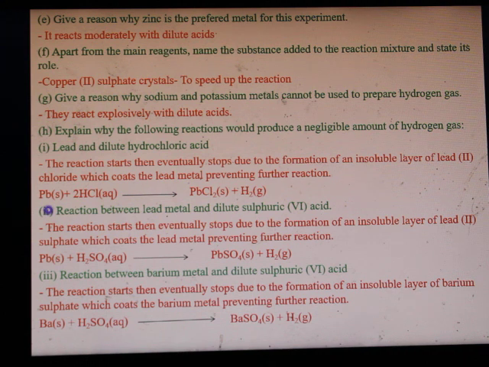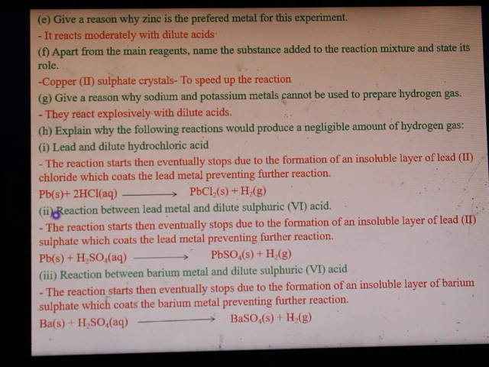The equation for the reaction is lead solid plus 2 moles of HCl, that is dilute hydrochloric acid, to form lead(II) chloride solid and hydrogen gas. So this lead(II) chloride formed, you can see it's a solid, so it is insoluble, and as the reaction proceeds, it's going to coat lead metal and the reaction will stop.